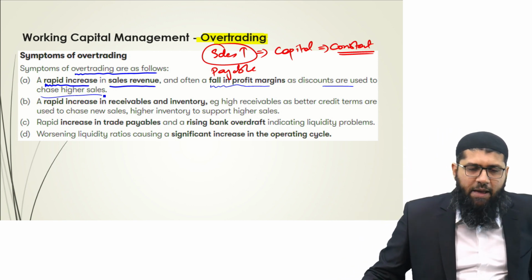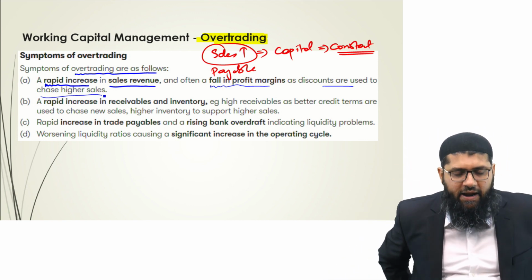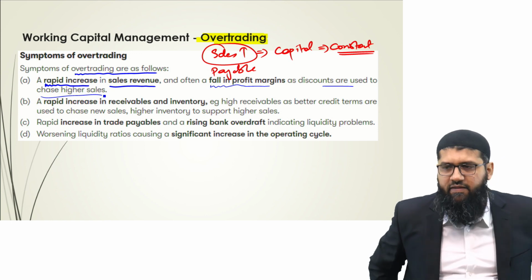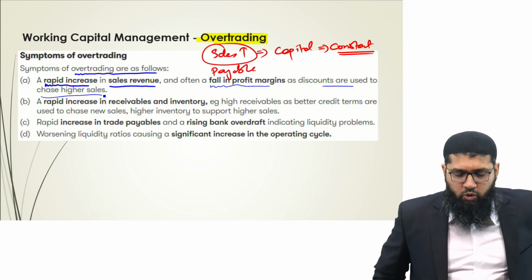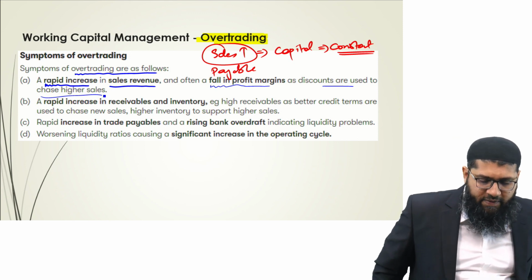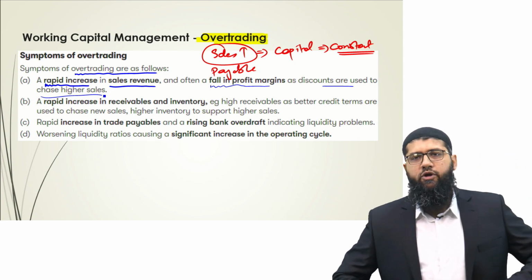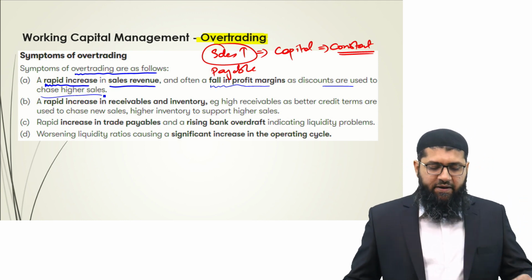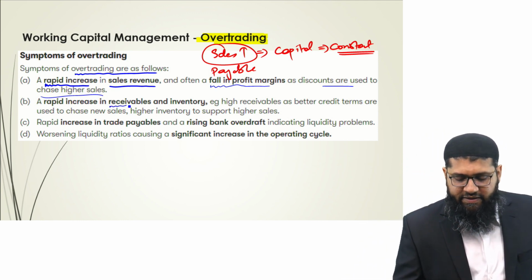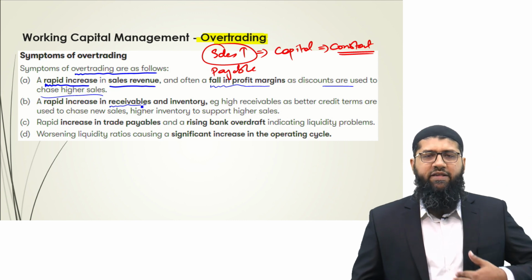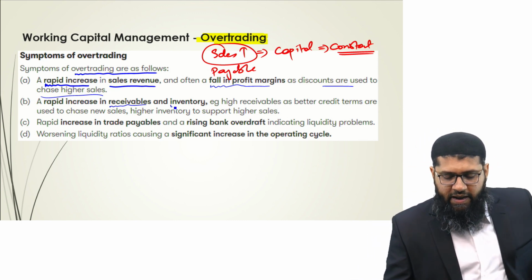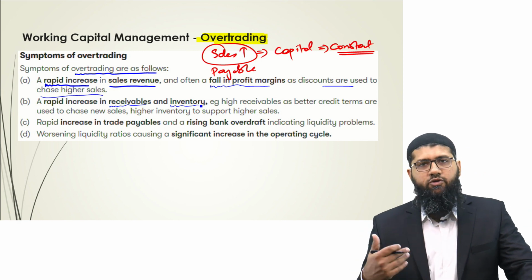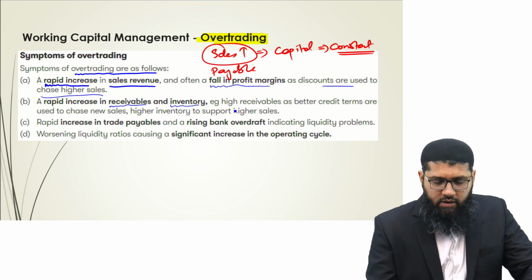So what is actually going to happen is that you would be standing at a situation where the increase in the sales is going to be supported by what? Is going to be supported by the discounts that you offer to your customers, is going to be supported by the increased credit period that you offer to your customers. A rapid increase in receivable, why? Because you are extending the credit period. A rapid increase in inventory, why? Because in order to support that sales, you need to invest in the inventory.